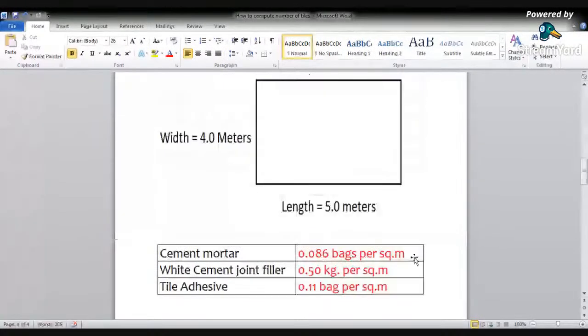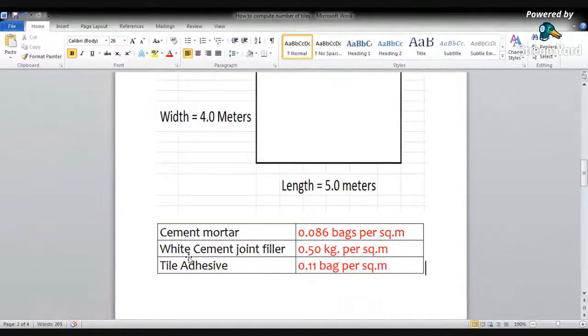This is the table showing how to compute cement mortar, white cement, joint filler, and tile adhesive. This is 0.086 bags per square meter. So it means you need to multiply the area of the floor times 0.086. Now you find the quantity of cement mortar in bags. And same as white cement or joint filler, you need to multiply the area by 0.5. So you will determine the quantity of white cement in kilograms.